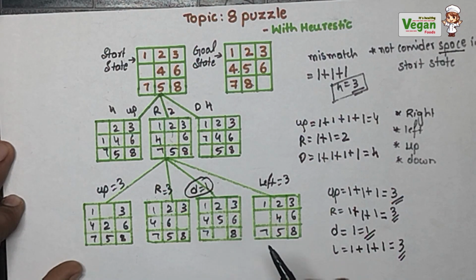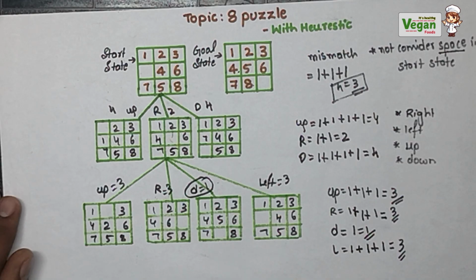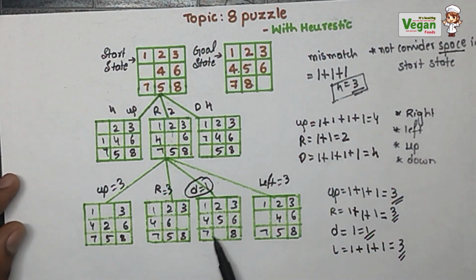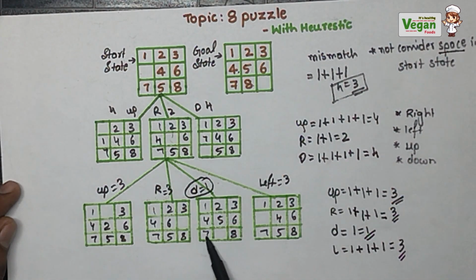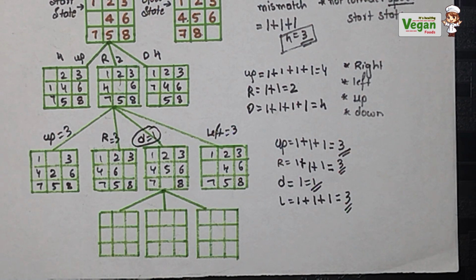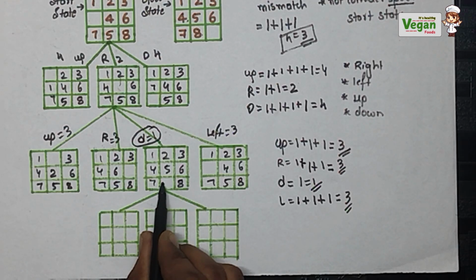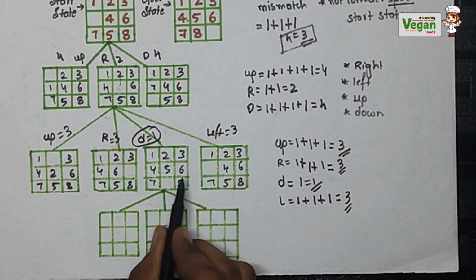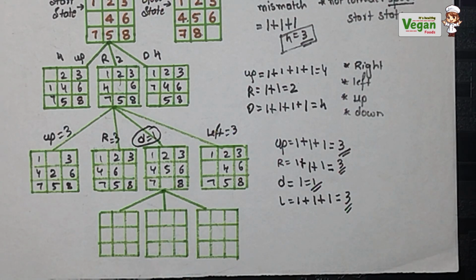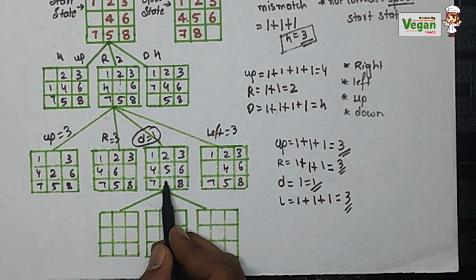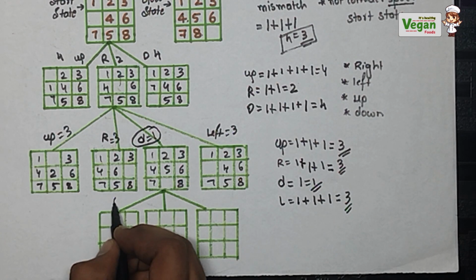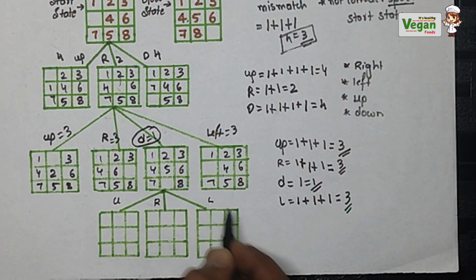So that is D equal to 1. Now you will be expanding this one. So this is having 3 possibility or the 3 actions. So that is moving upside, moving left side, moving right side. Now the final step, you will be going with the 3 actions, that is upside, right side and left side.